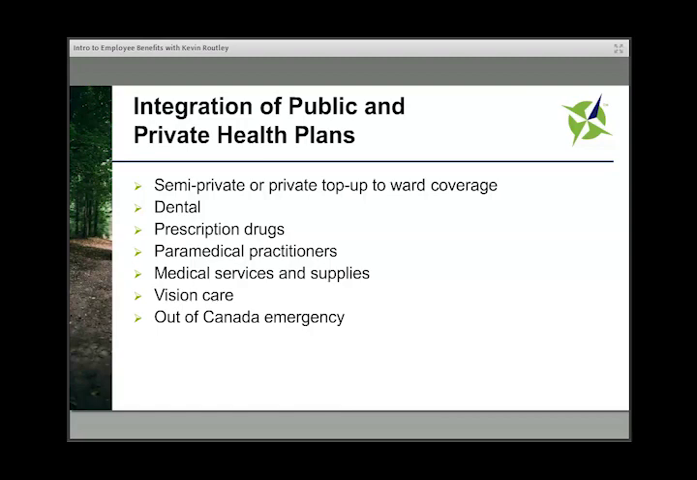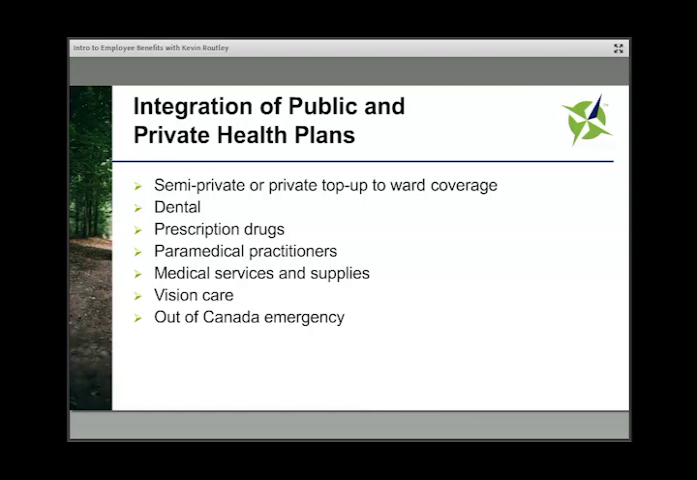Dental program. Typically, dental is not covered by the provincial government except for those on social assistance. So your employees and their families are covered under your program if you choose dental. Prescription drugs cover any drugs that are administered outside of a hospital. When you are in hospital, recovering from a surgery or for any reason to be in hospital, prescription drugs are covered under your OHIP coverage.